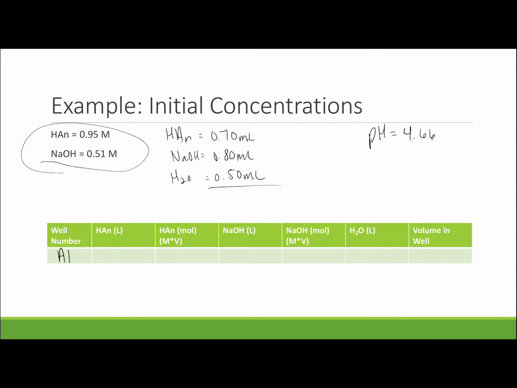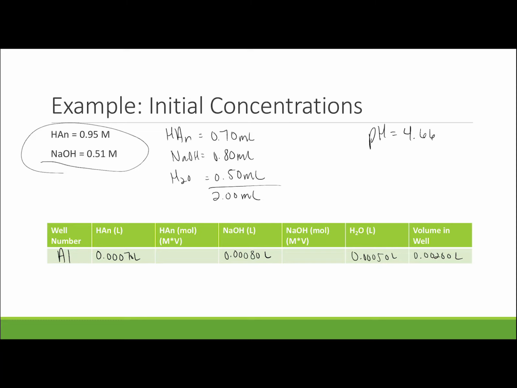So our total well volume was 2.00 milliliters. We want to convert all of this into liters. So we have 0.0007 liters of our weak acid, 0.0008 liters of our strong base, sodium hydroxide, 0.00050 liters of water, and 0.00200 liters of our total well volume.